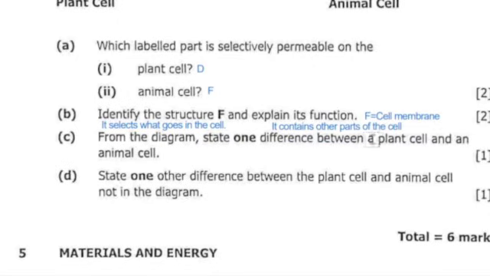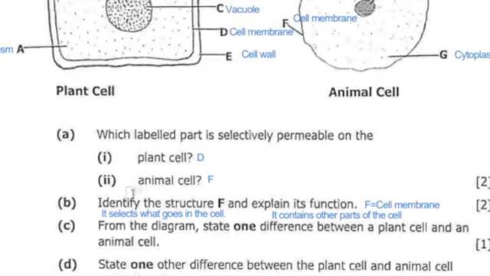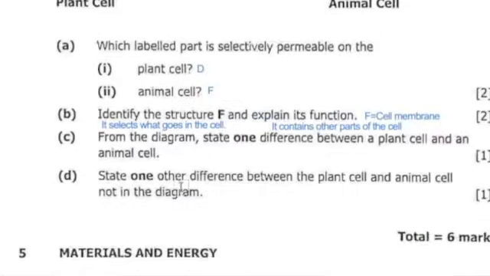Now we go to the next question, which is question 4C: from the diagram, state one difference between plant cell and animal cell. When we come to these two cells, you see that this has a regular shape and this has an irregular shape. That's the first thing you note immediately, without going into details. The shape itself gives us the difference already.